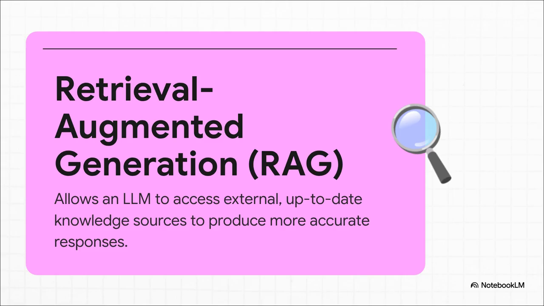Now, the next level up is RAG. And this is where it gets really powerful. Think of RAG as giving your LLM a library card. It can go out and pull information from external sources, like your company's private database or the latest news articles, and then use that fresh, up-to-date information to craft its answer. This is how you solve the problem of a model being out of date or not knowing anything about your specific business.